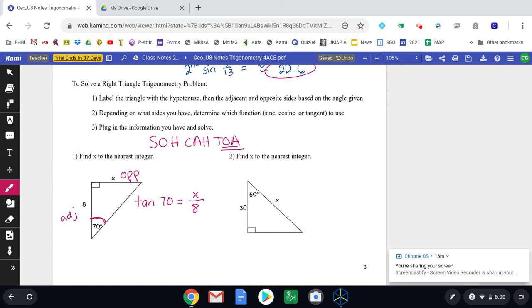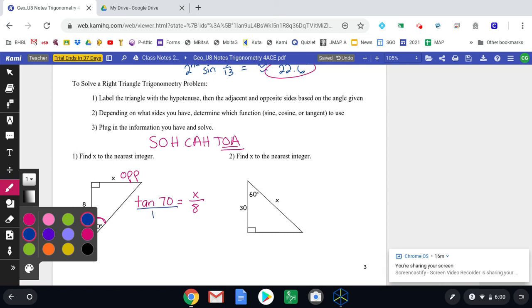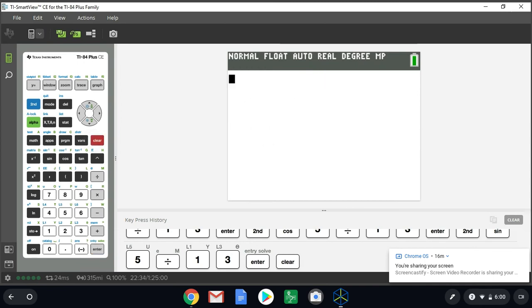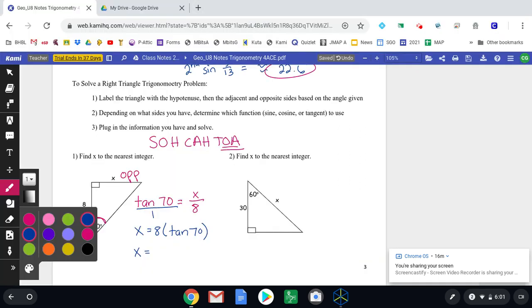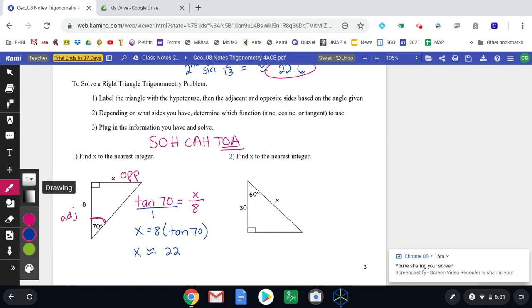So now all I want to do is cross multiply. Think about this like it's all connected over 1. So I'd have x equals 8 times the tangent of 70. Go to my calculator, 8 times the tangent of 70. And it said round my answer to the nearest integer. So this is about 22. So x is approximately 22. All right, let's take a look at the next one.